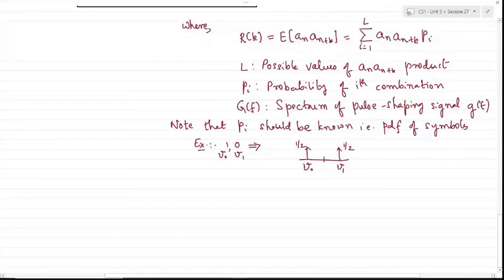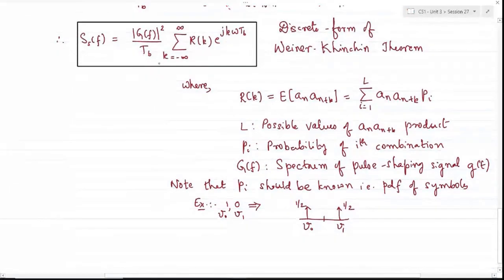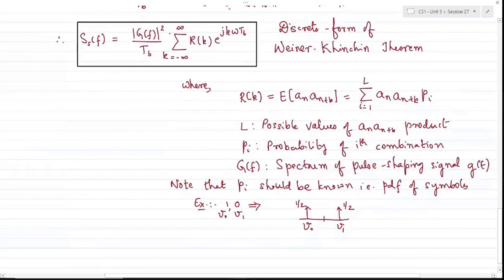Okay, so this means that this probability density function of symbols needs to be known in order to calculate, in turn, the probability of the product for all the combinations of those two, and hence it will help us calculate the power spectrum of any line coding technique that is given to us.